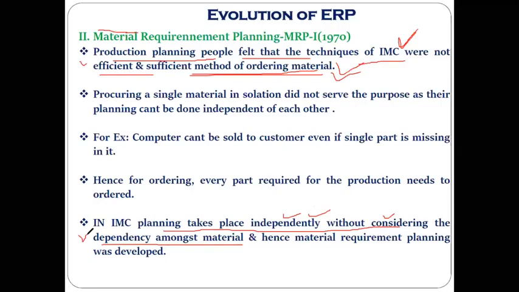Planning takes place independently without considering the dependency among the material, in a similar way I have written here. Using the IMC, procuring a single material in isolation is what happens in the case of the IMC. Procuring means what? Procuring a single material in isolation means what?